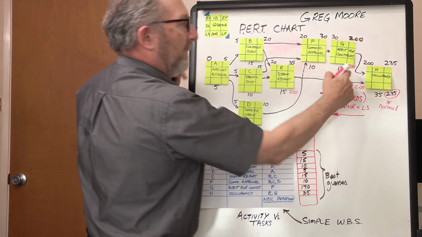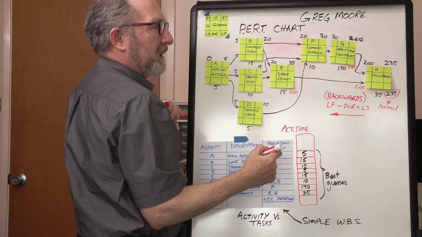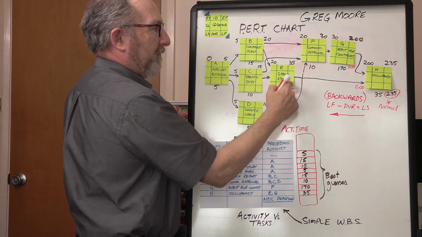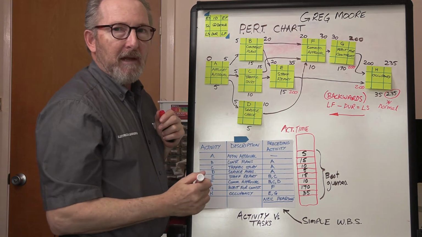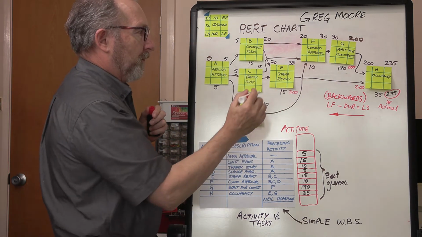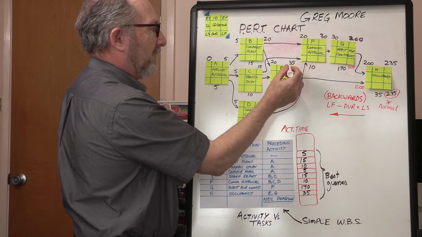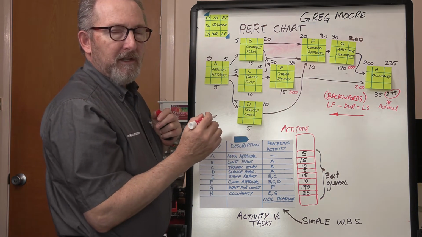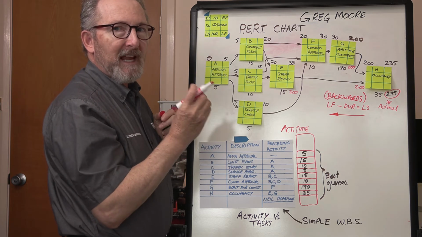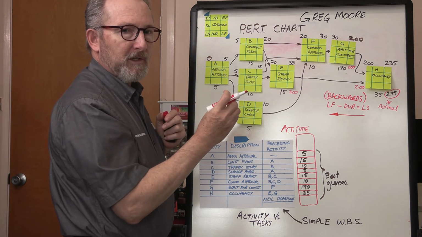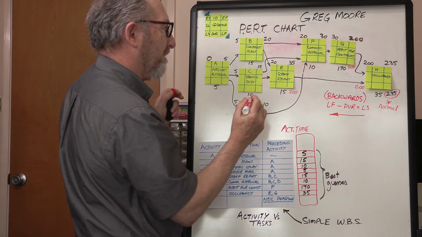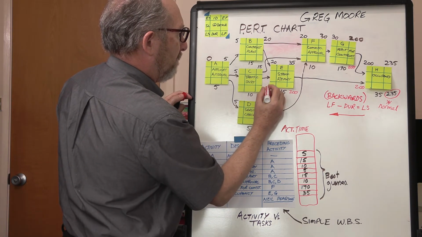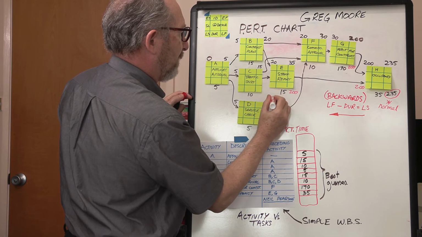200 and 200, same. 200, 35, not the same. We have to do a subtraction between these two. That 200 minus the 35 is going to leave me with what's called slack time. And 200 minus 35 is 165. And I have to squeeze some slack time in here.